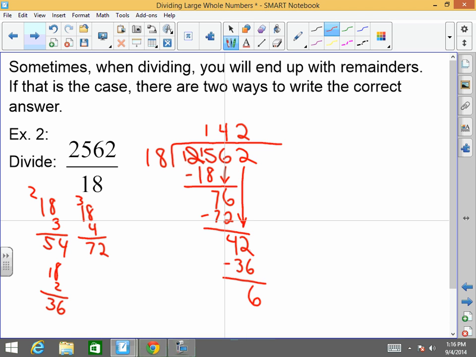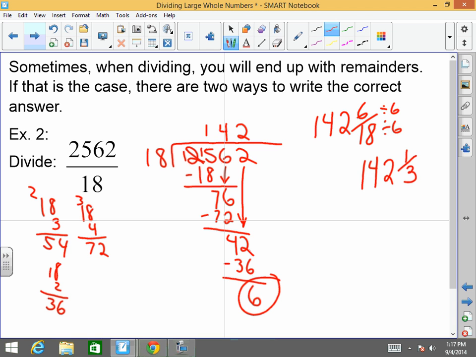Now, we have 2 choices here, okay? You can write this now as a mixed number. You can say the answer is 142 and 6 out of 18 is my remainder, which we can reduce. We divide the top and bottom by both 6, and you get 142 and 1/3. Okay? That is one option. Now, there's a second option here, and we can turn this into a decimal. Okay? Let me show you how to do that.